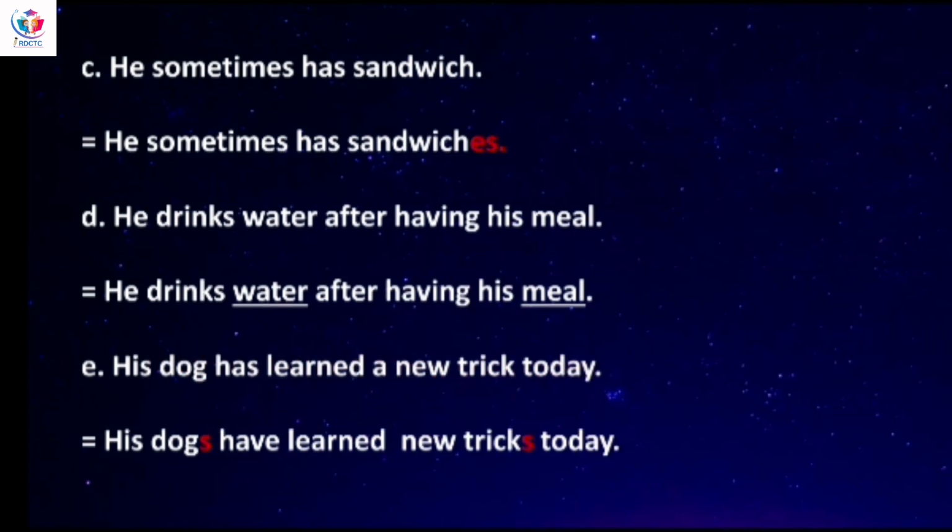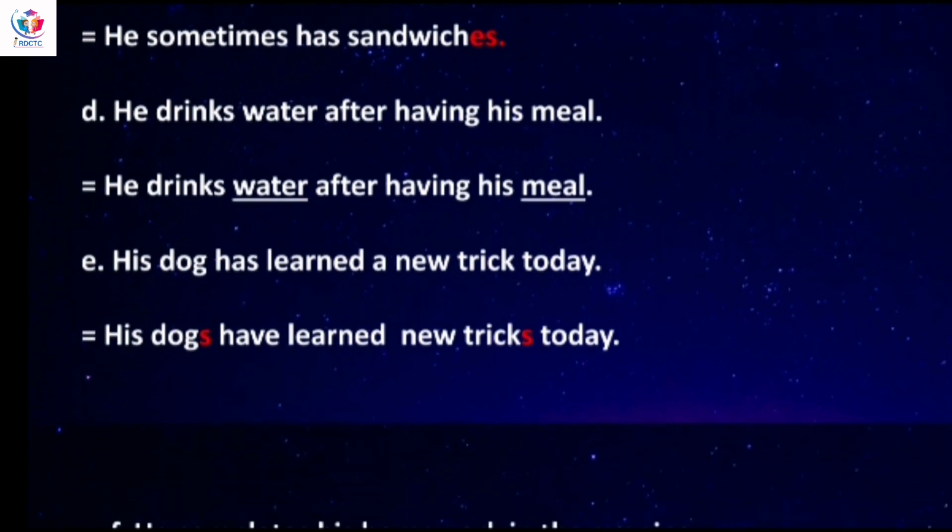Here you can see his dog is the subject, and we already know that we use the verb according to the subject. When we convert the word dog from singular to plural, because it is a countable noun, then we write the verb have according to the subject. So the answer is the dogs have learned new tricks. Here we cannot write a in the answer because we convert the word trick from singular to plural. So the answer is his dogs have learned new tricks today.